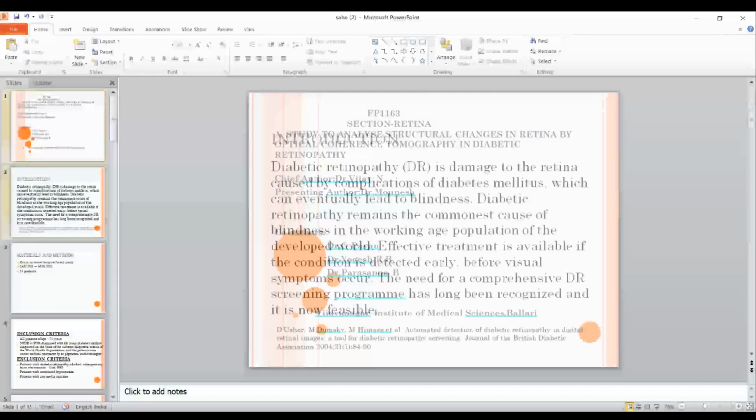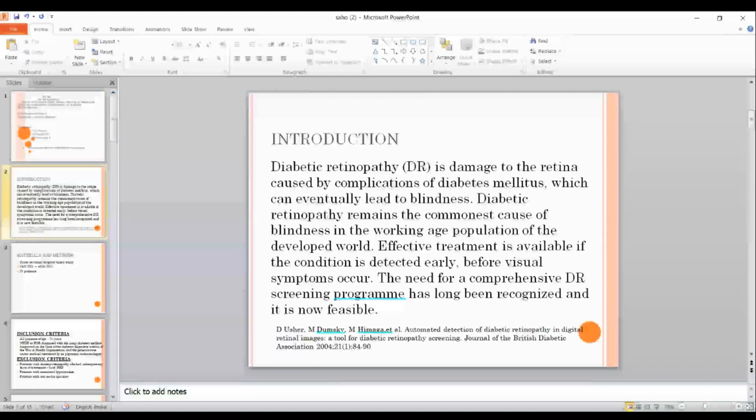Okay, sir. Introduction. Diabetic retinopathy is damage to the retina caused by complications of diabetes mellitus, which can eventually lead to blindness. Diabetic retinopathy remains the commonest cause of blindness in the working age population of the developed world. Effective treatment is available if the condition is detected early, before the visual symptoms occur. The need for a comprehensive diabetic retinopathy screening program has been well recognized, and it is now feasible with the use of optical coherence tomography.